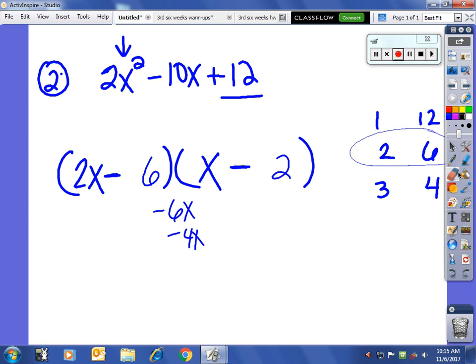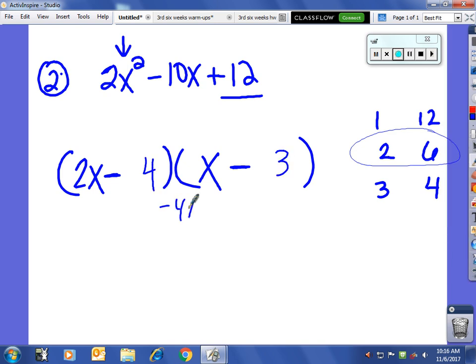Now, 3 and 4, somebody said 3 and 4 would also work. Let's see. 4 here and a 3 here would give you a negative 4x and a negative 6x. That would also work on this one. But wait, they wouldn't give you 2 right answers.